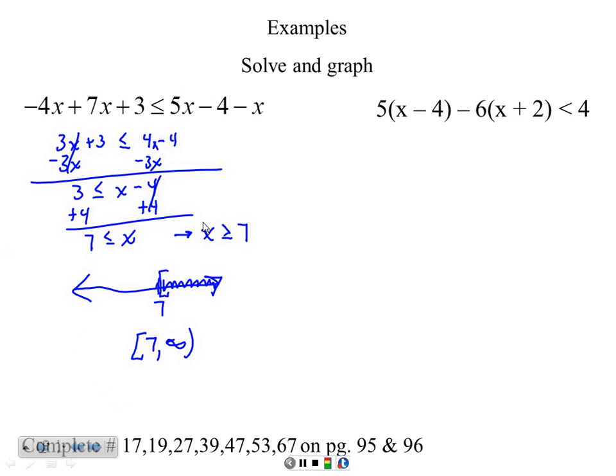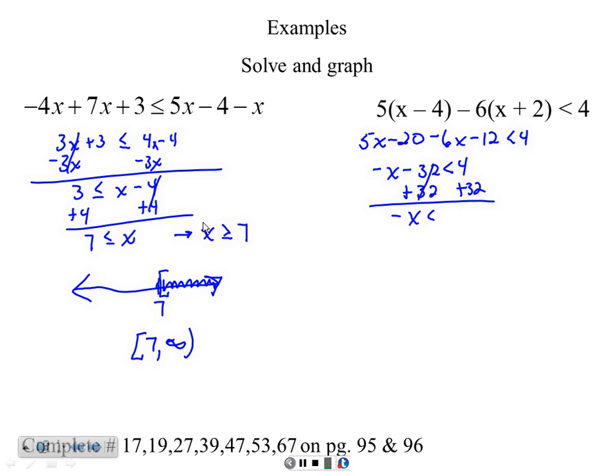Alright, the problem on the right, we're going to distribute. And then we're going to combine like terms. And then we're going to continue to solve. So we're going to add 32 to both sides. And this is what I was talking about a while ago. Since I have a -1 here, I have to divide both sides by -1. And when I do that, I'm going to get x is greater than a -36.